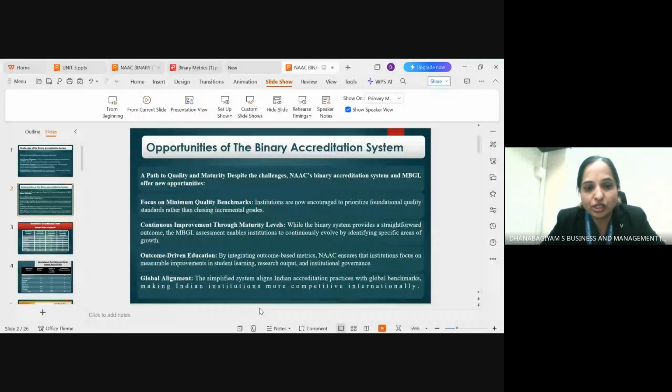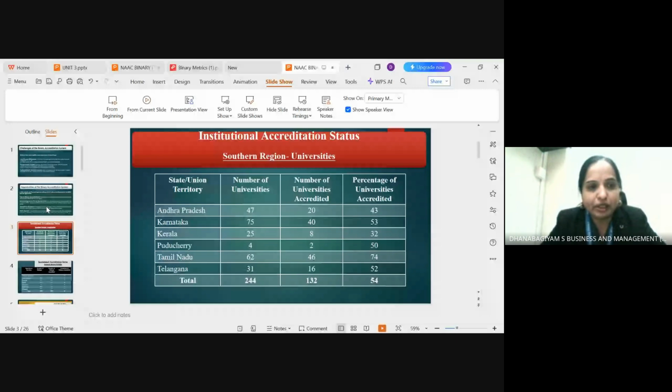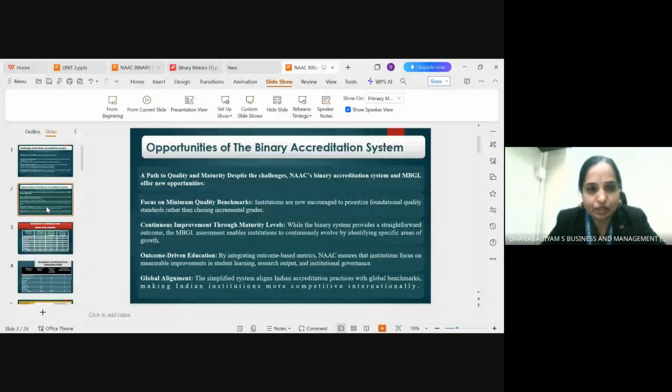These improvements in turn increase our quality, even in building our syllabus. It also meets global alignment, as it aligns Indian accreditation practices with global benchmarks. Through this binary accreditation system, universities and colleges are able to align with global standards. These are all the important highlights of the binary accreditation system.